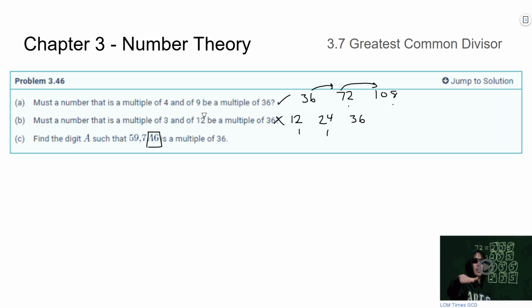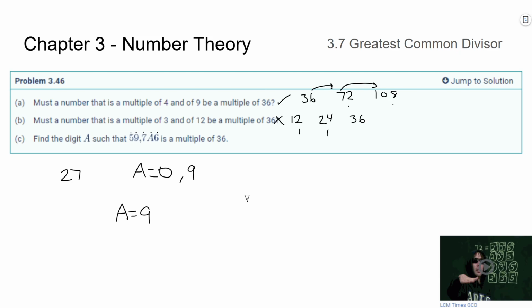So actually, let's go ahead and make it a multiple of 9 first, because that's going to be a little bit more strict. So for multiples of 9, if you remember, you add up all the digits, and that has to be a multiple of 9. So we have 5 plus 9 is 14, plus 7 is 21, plus 6 is 27. 27 is already a multiple of 9. So A could either equal 0 or 9. That's the only two options. Okay, so if A is 0, then the last two digits would be 06, which is not a multiple of 4, which means A has to equal 9.